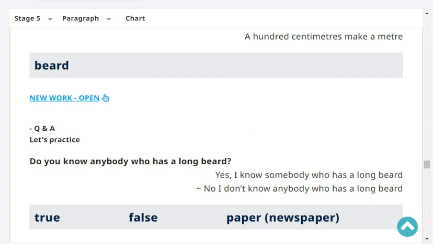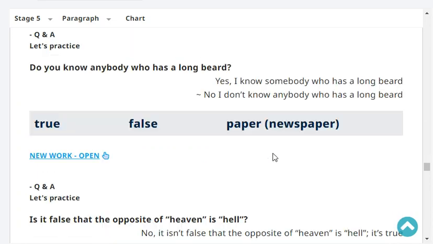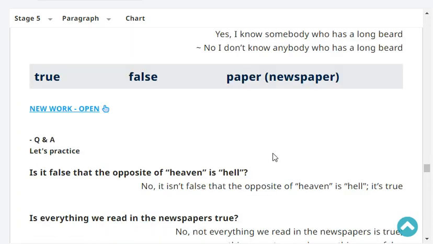Do you know anybody who has a long beard? Yes or no? Yes, I know somebody who has a long beard. Very good. Is it false that the opposite of heaven is hell? No, it isn't false that the opposite of heaven is hell. It's true.